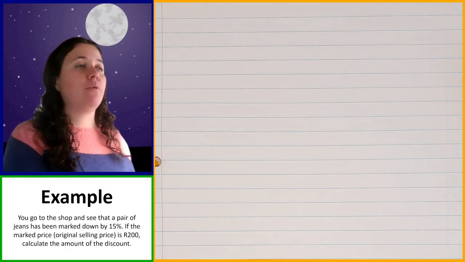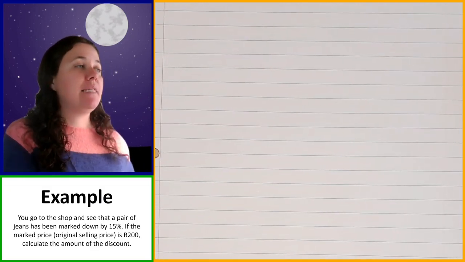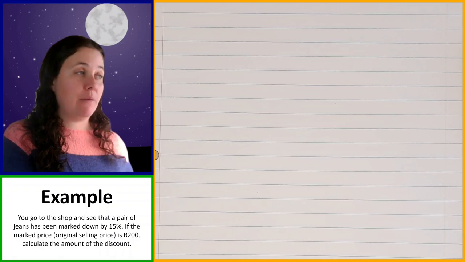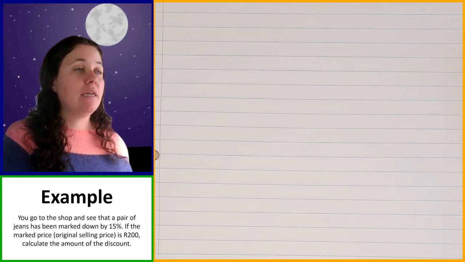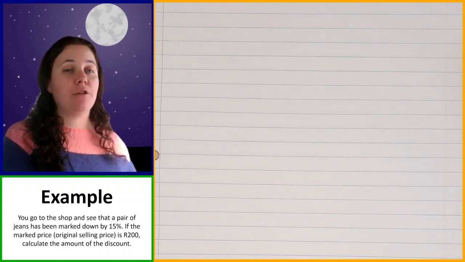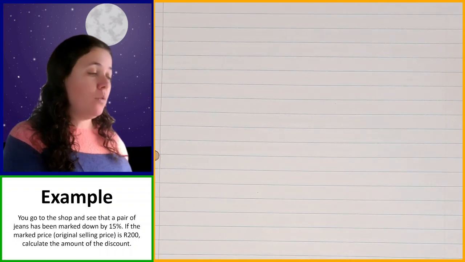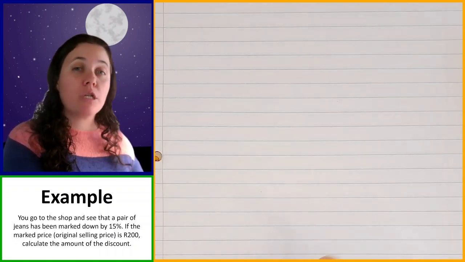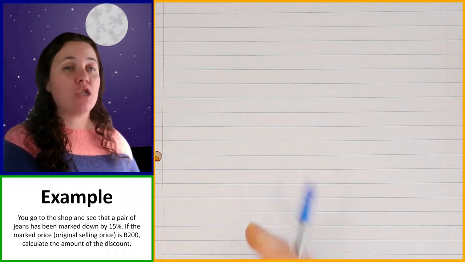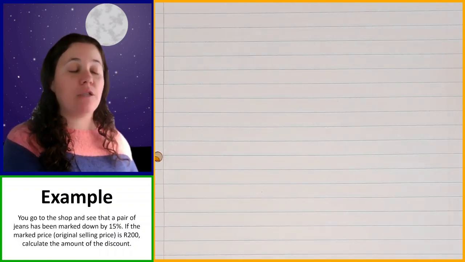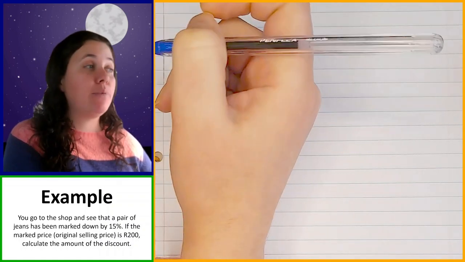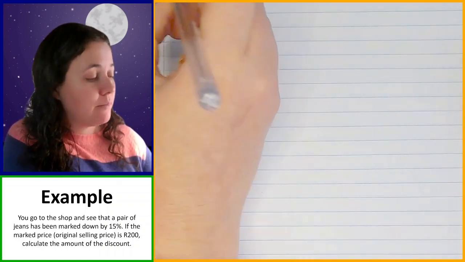So in this example, it says you go to the shop and see that a pair of jeans has been marked down by 15%. If the marked price or the original selling price is 200 Rand, calculate the amount of the discount. Okay, so first of all, we have been told that the normal price, the marked price or the original selling price is 200 Rand, and we have to work out what the discount is. So in this one, it's actually very simple. All we need to do is work out 15% of 200 Rand.